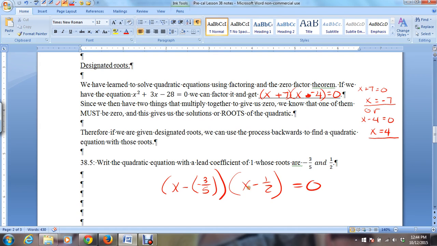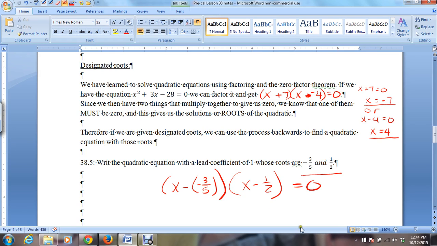If you plugged in 1/2 for x here, you get 0 for this one. And so those would be the two possible roots of this quadratic equation. So we're just doing it backwards. Instead of finding the roots, we now have the roots and we're sticking them in to find out what equation they would go with.